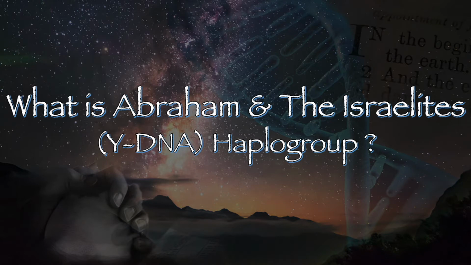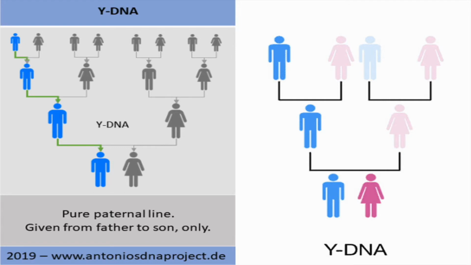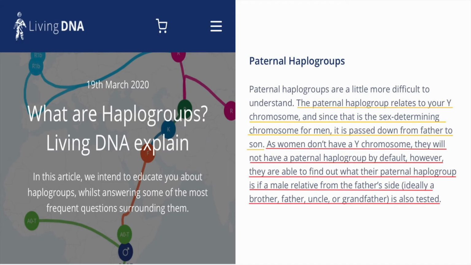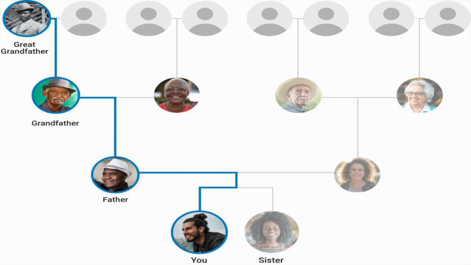What will be their haplogroup? With that being said, what is a Y DNA haplogroup? A Y chromosome is passed down from father to son. According to livingdna.com, titled What Are Haplogroups? It reads, the paternal haplogroup relates to your Y chromosome. And since that is a sex determining chromosome for men, it is passed down from father to son. This is the perfect tool to use when trying to determine paternal lineages. Therefore, if we're looking for the Y DNA of Abraham and his descendants, we have to use haplogroups.